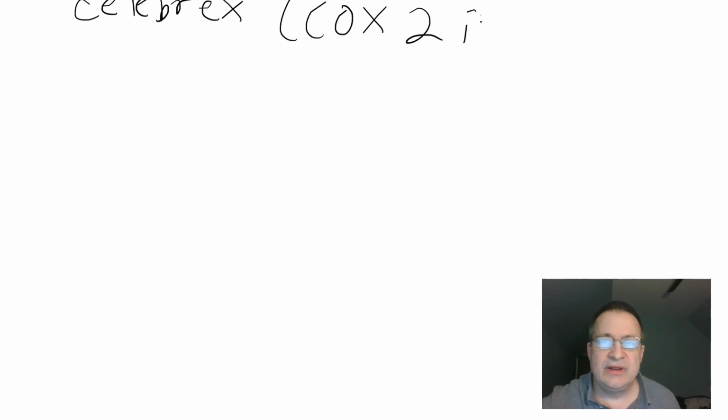Okay, so first let's talk about this here. Let me write it down. So Celebrex, we said, is a COX-2 inhibitor. And okay, so what does that mean, COX-2 inhibitor?